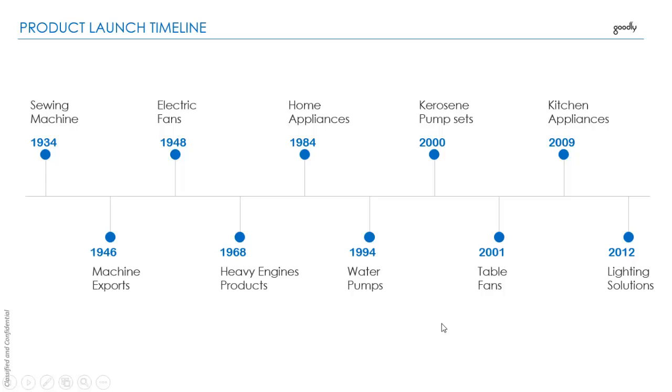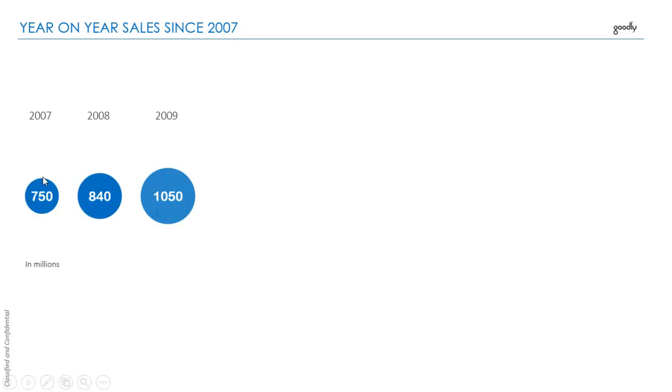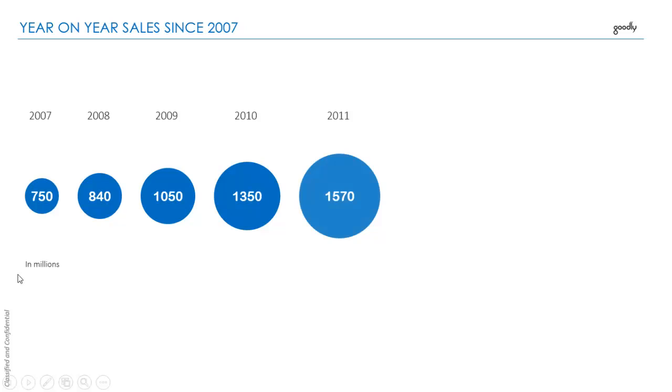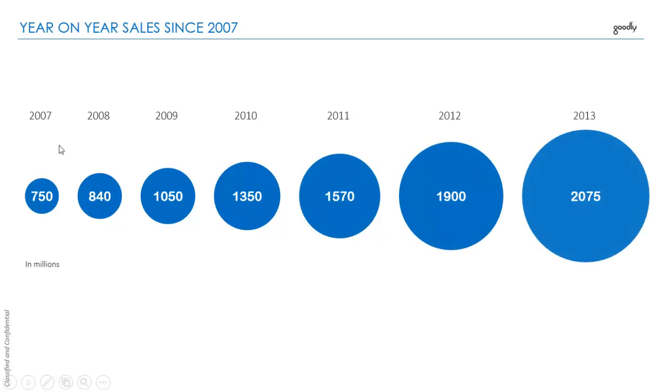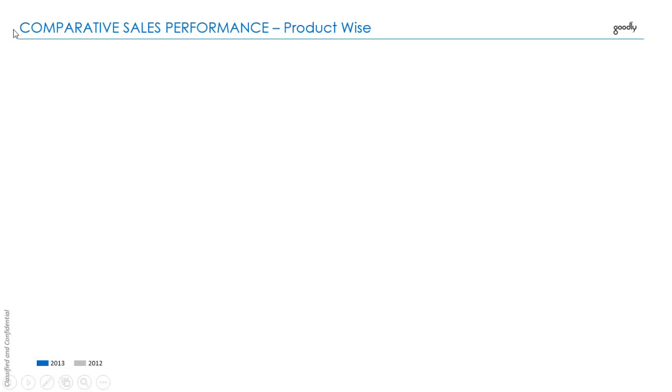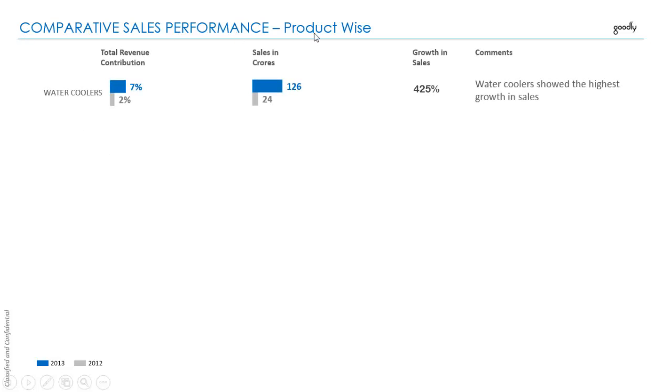Moving on to the next slide. Year-on-year sales since 2007. So in 2007, they had about 750 million in sales, and by the time they reached 2013, they had about 2,000 million of sales. Let's move on. We have some comparative sales performance product-wise.